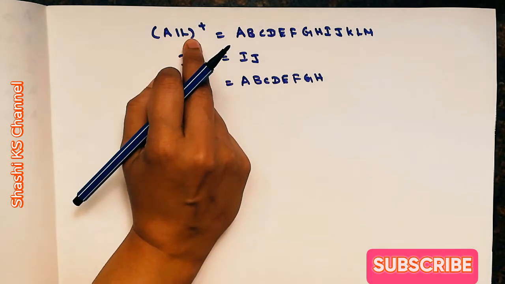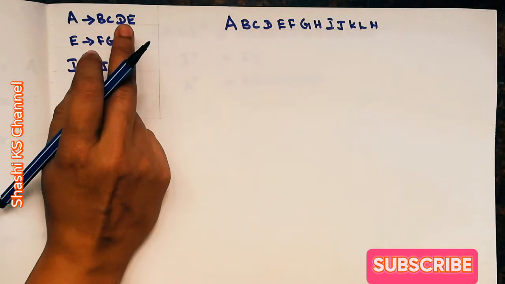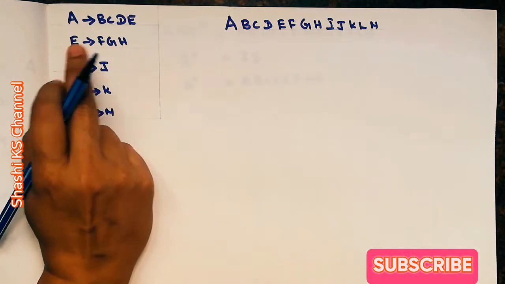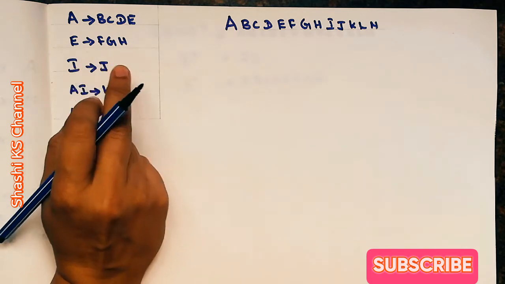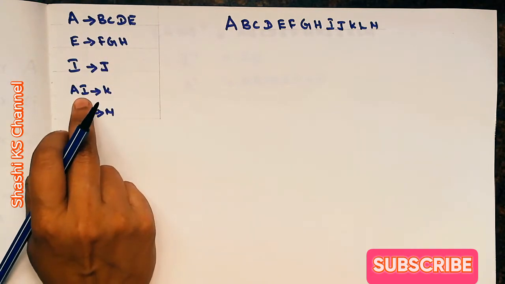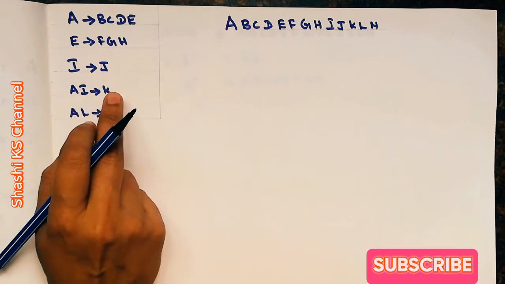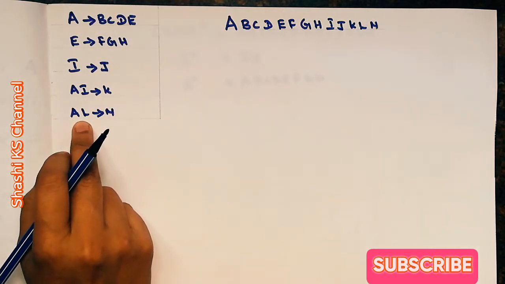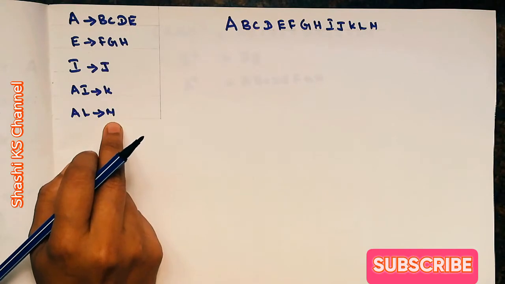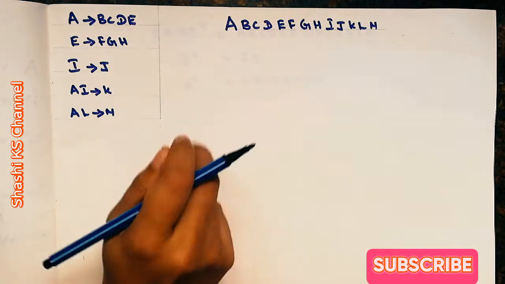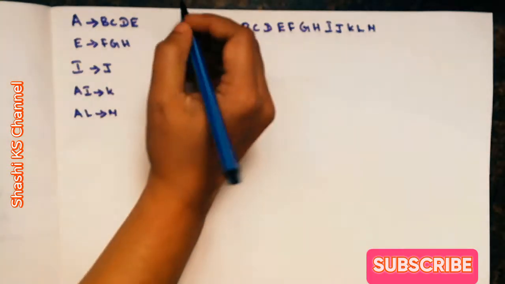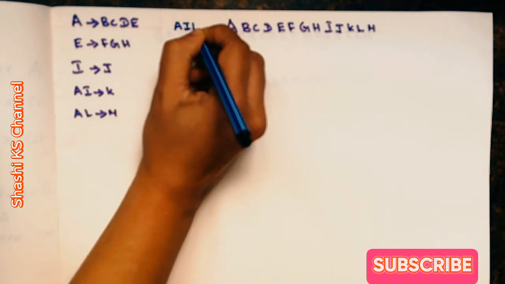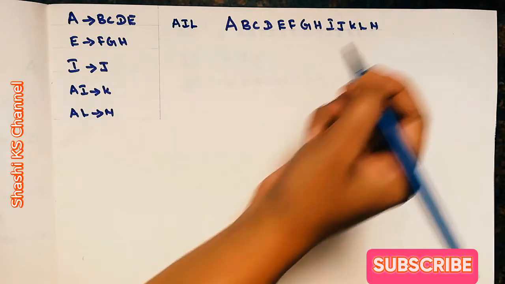When I apply closure on AIL, you can see here from A I can determine B, C, D, E. From E I can determine F, G, H. I is already there in the super key, so from I I can determine J. AI is there in the super key, so from AI I can determine K. And L is also there in the super key, so from AL I can determine M. So all the attributes of this relation can be determined by using the candidate key A, I, and L. Okay, AIL is a super key for this relation R.